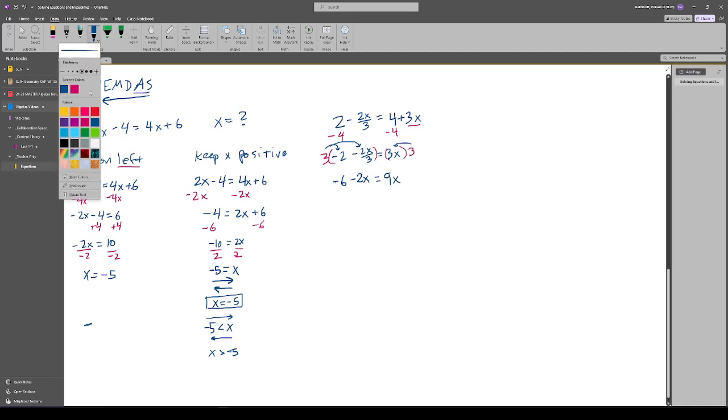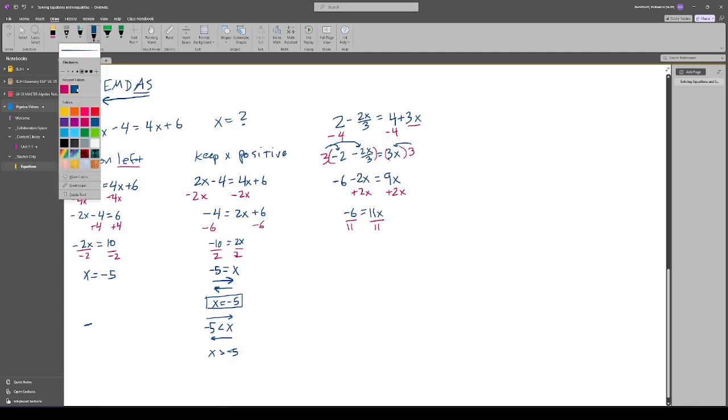Now I need to get the x's together, so I'm going to add 2x, and I get negative 6 is equal to 11x. And then finally I would divide by 11.